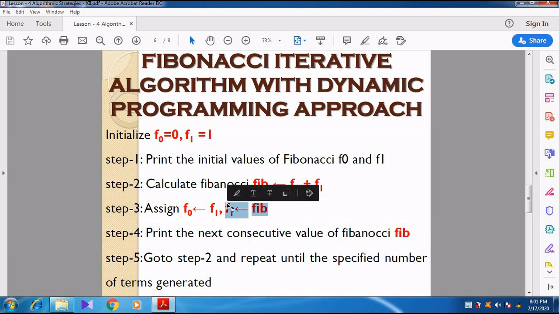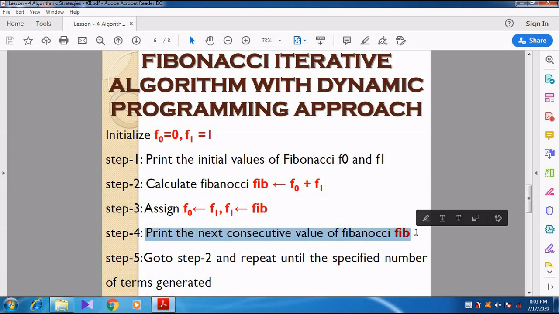Can you understand, students? First we add the two values, f of 0 is 0 and f of 1 is 1. When I add 0 plus 1, it becomes 1, and that is stored in fib. Then f of 1 is assigned to f of 0. What is stored in f of 1? 1. That is assigned to f of 0. Then Fibonacci is assigned to f of 1. Now they print the consecutive value.